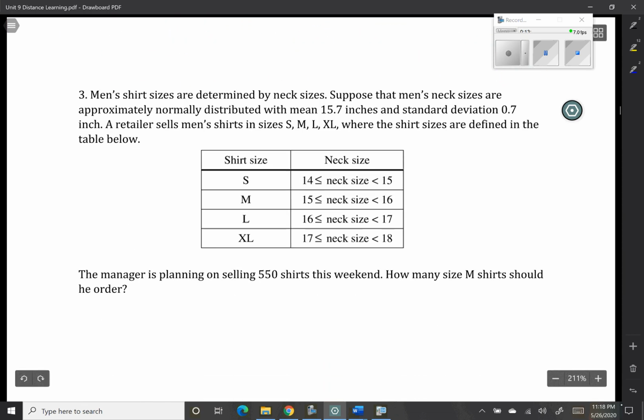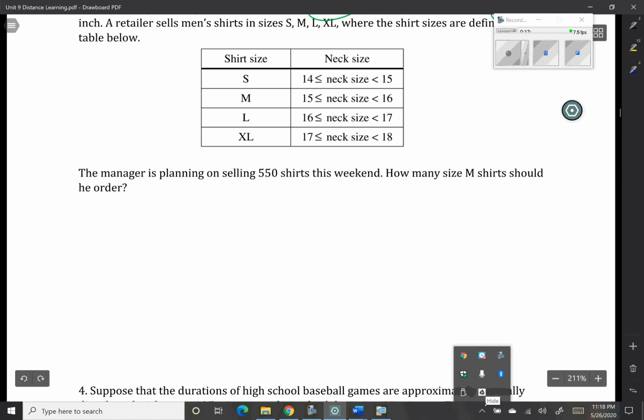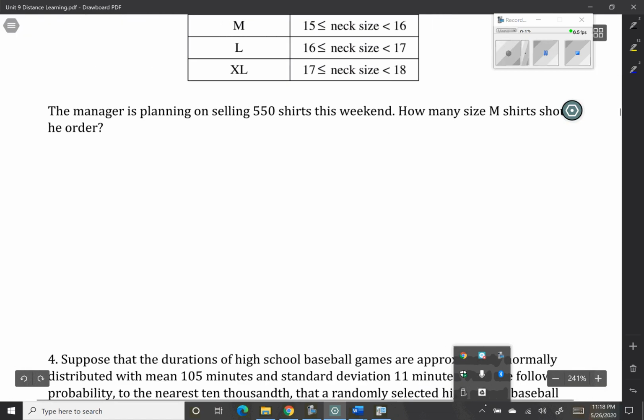Number 3 talks about men's shirt sizes. It says men's shirt sizes are normally distributed. The mean is 15.7, standard deviation of 0.7. The retailer sells smalls, mediums, larges, and extra larges, and each one has a neck size. Smalls are between 14 and 15 inches, mediums are between 15 and 16 inches, and so forth. The manager is planning on selling 550 shirts this weekend. How many mediums should he order?